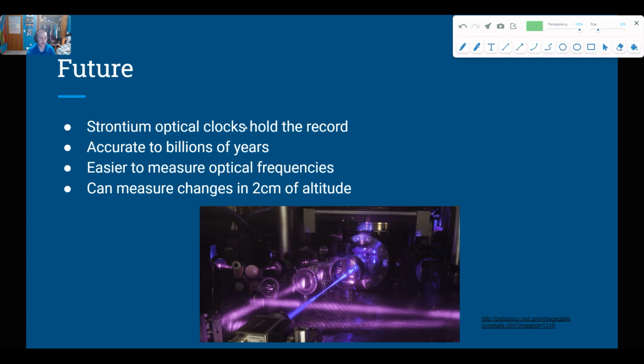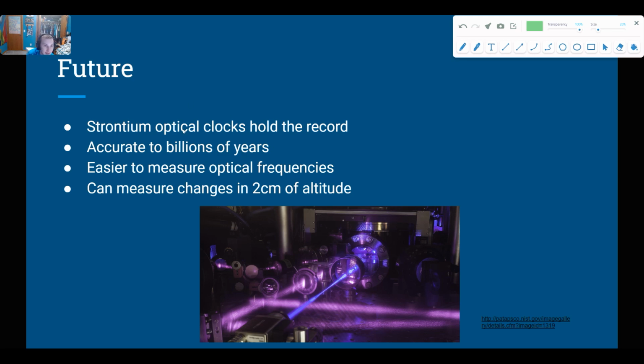So currently strontium clocks hold the record. These things are accurate to billions of years. They can be accurate to within 1 second over a time longer than the age of the universe, which is crazy to think about. Cesium clocks can be accurate to hundreds of millions of years, which is still a really long time. But these ones are even better. Billions of years, it's just crazy to think about.